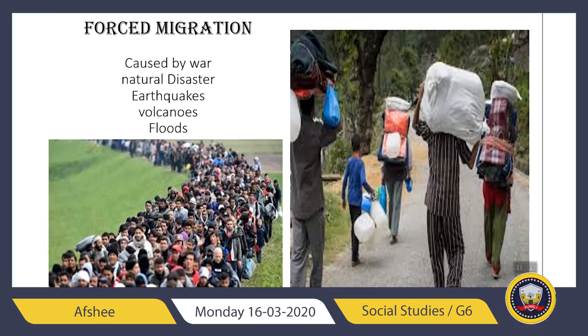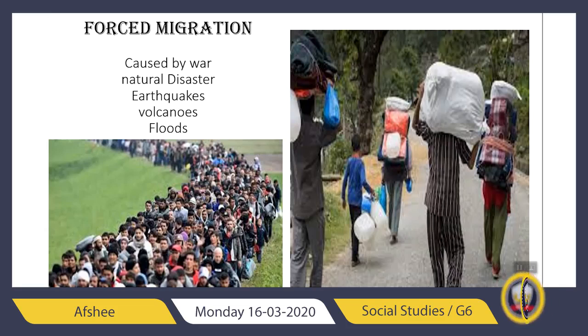Next, we talk about forced migration. What is forced migration? Basically, this type of migration is also called displacement. It is when people are made to leave their home and homeland. They are forced to leave their homeland. And forced migration is usually caused by war or natural disasters such as drought.